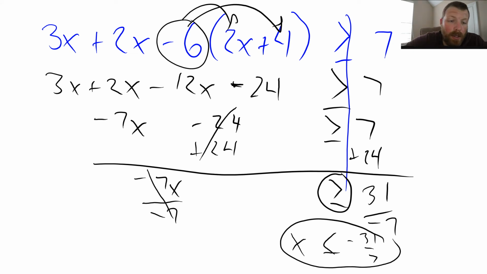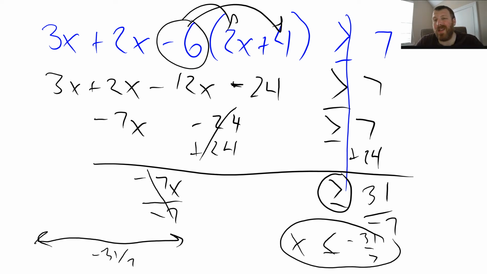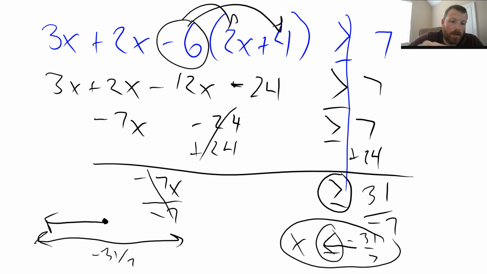We can graph this. So we're going to draw our number line. We're going to go ahead and draw our negative 31 over 7. And we know that it's going to be a closed dot because this thing right here is closed, because it's got a line underneath it. Since x is on the left, it tells us that our arrow is going to go to the left, and we don't have to move anything.